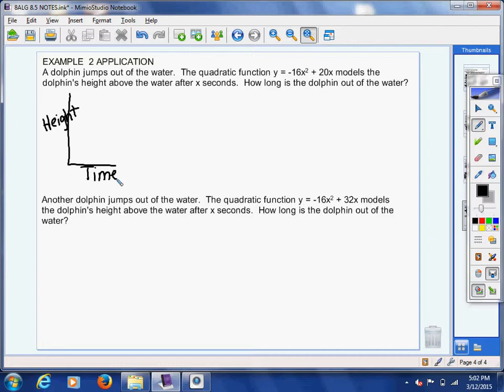So what we're looking for is, if it leaves the water here and we start the time and it does a little jump and then it comes back down, when does it go back into the water? That's what we're looking for right there. So we're looking for a specific zero, not zero zero, that's when it left the water, but when it landed seconds later into the water again.